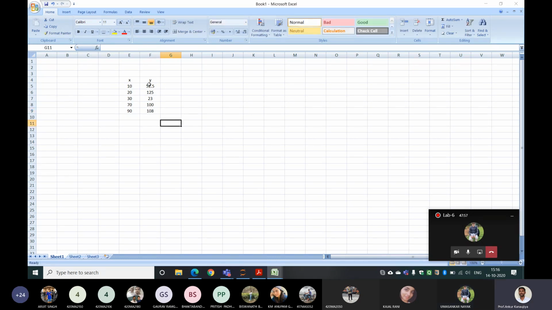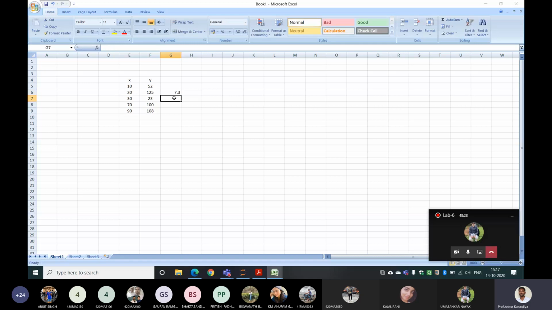Can you tell me what will be the first entry in the divided difference? This 125 minus 52, so this minus this divided by 10, right? Yes or no? Yes, sir. So what entry will come? 125 minus 52 divided by 10, 7.3. I'm assuming it is correct.